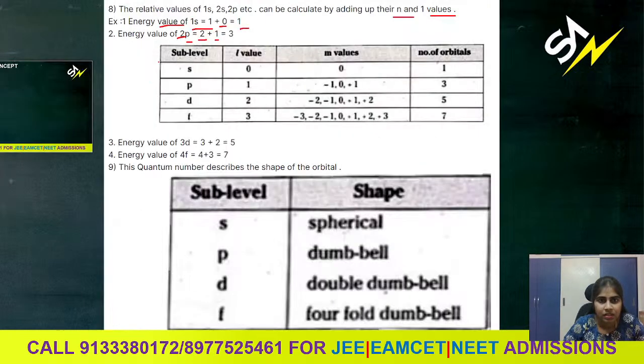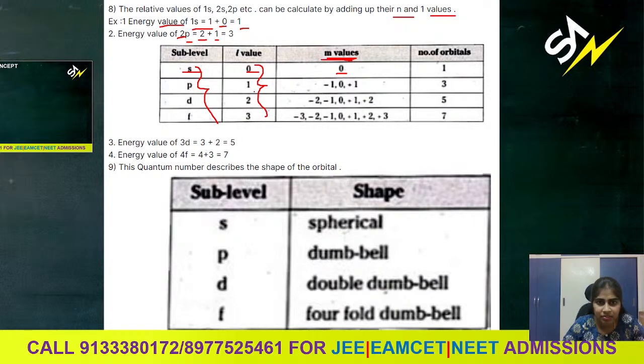And you can see the sublevels in this column and the L values in this column. S is 0, P is 1, D is 2 and F is 3. The M values are the values of the magnetic quantum number. For 1s it is 1. Since S is 0, we have M value as 0. 0 means it is a number, right? How many orbitals? 1 orbital.